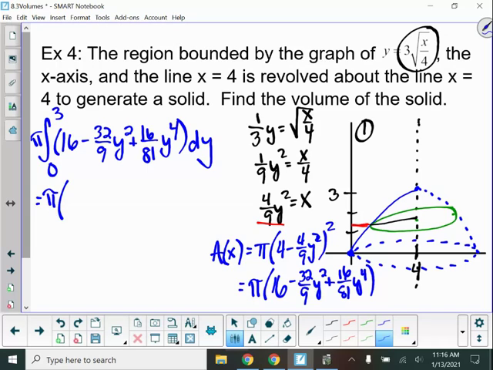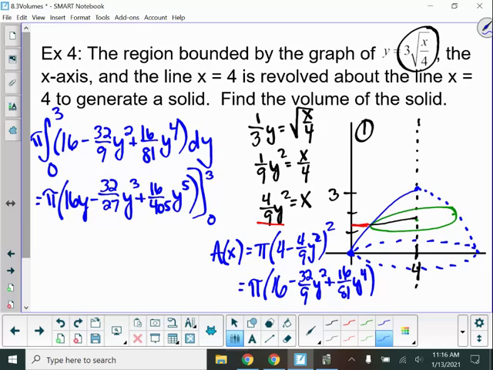So that's pi times 16y minus 32 over 27 y cubed, because again, I add 1 to the squared, and then I divide by the new exponent. Well, I already have a 9 there, so the 3 I'm actually just multiplying by the 9. And then the next one, I add 1 to the 4, turn it into a 5. That's going to get multiplied by the bottom because I have to divide the 16 by it, so that's going to be plus 16 over 405 y to the 5th power. And we are evaluating that from 0 to 3.